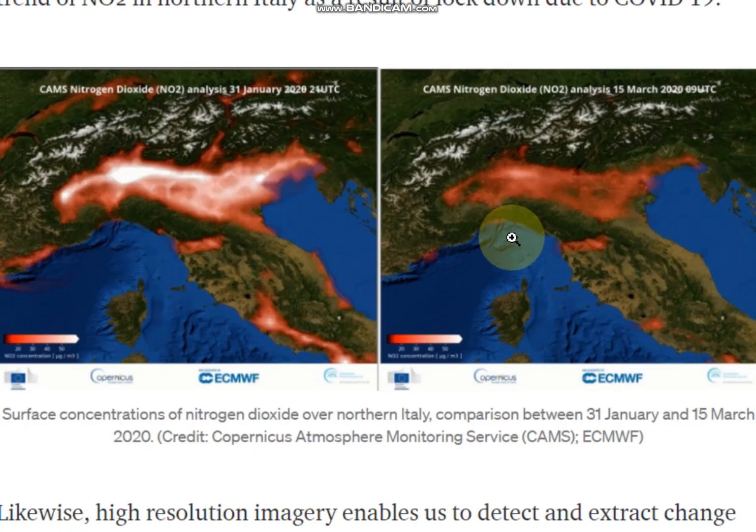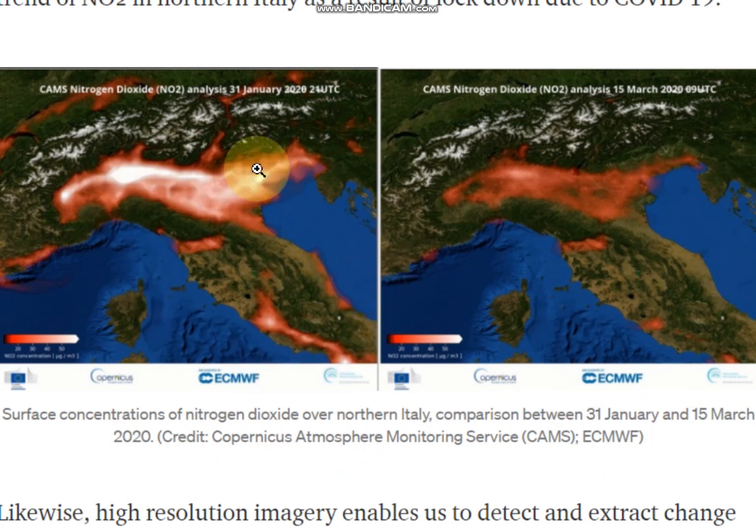Okay, look at the example here. There are two images here, and these images are portraying the surface concentration of nitrogen dioxide over northern Italy. Comparison between 31st January and 15th March 2020. Credit goes to Copernicus Atmosphere Monitoring Service.